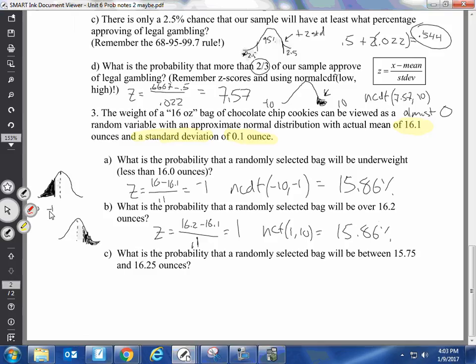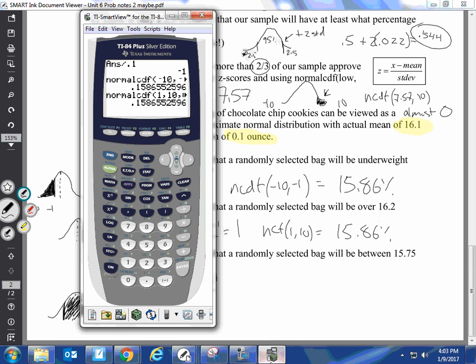And there we go. What is the probability that a randomly selected bag will be between 15.75 and 16.25 ounces? So think about our normal curve, this being 16.1. We're looking at between here and here. So what is this area here? We're going to find the two z-scores, and we'll just normal CDF between the two z-scores. Okay? Find the z-score for 15.75: 15.75 minus 16.1, which is my mean, divided by my standard deviation.